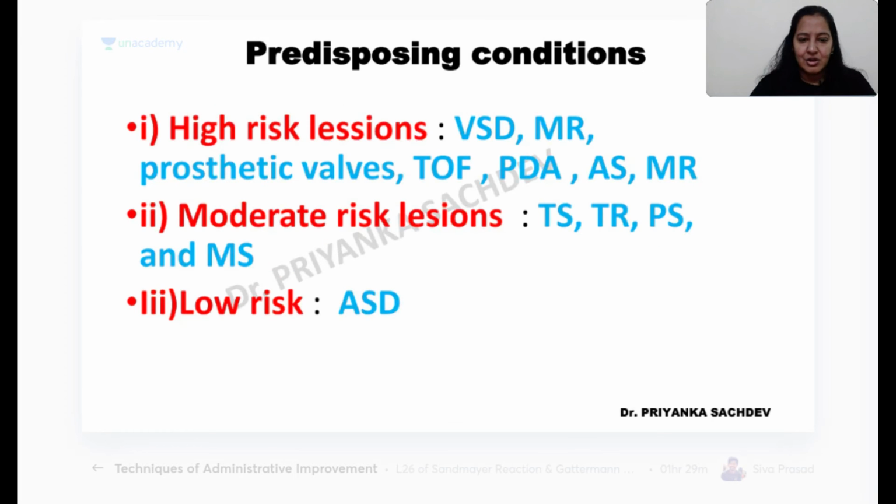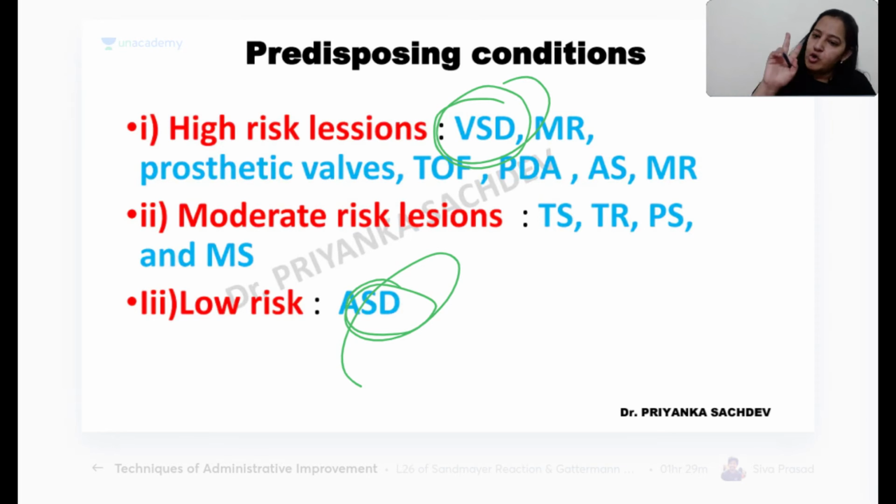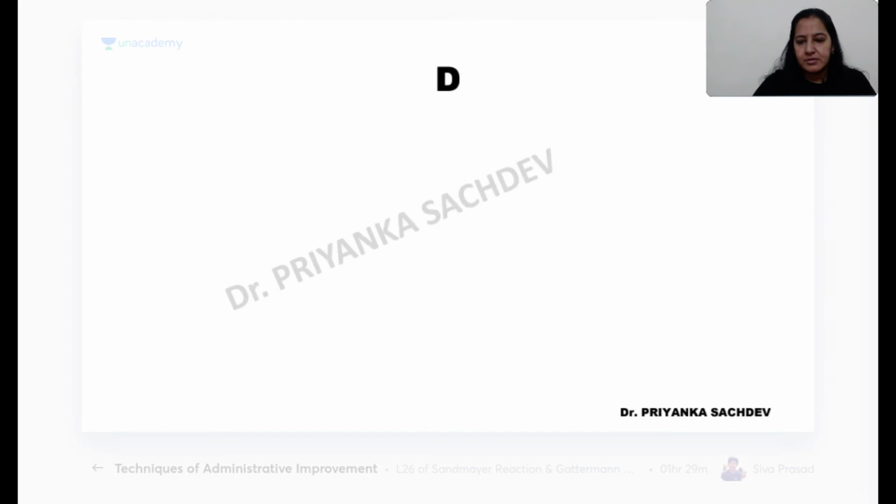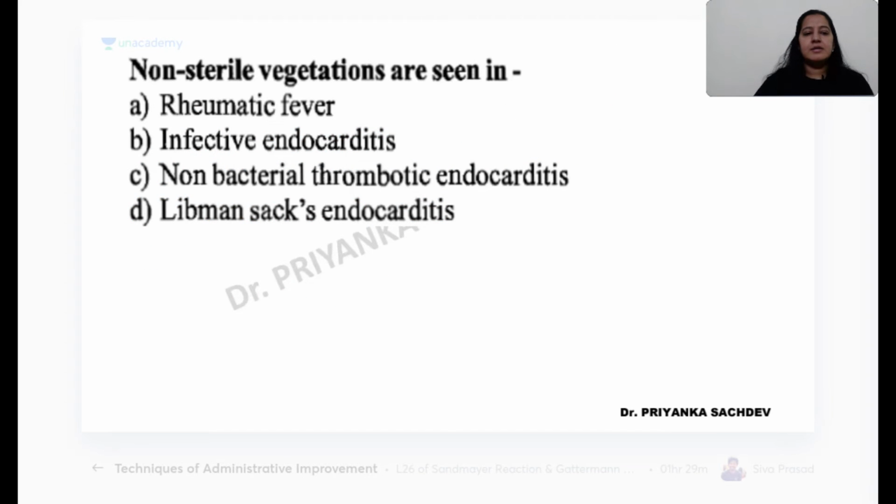Okay, done. So this is the next question. VSD is the most common, ASD is the least common. You can see in the most common, there are only two, VSD and MR. These are more important. Just a second. Here the answer was D. This is the next question in front of you. Okay, let me share the board first.